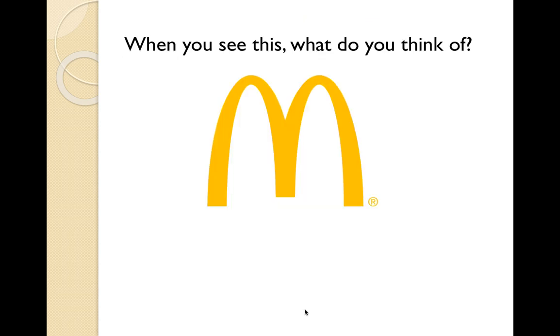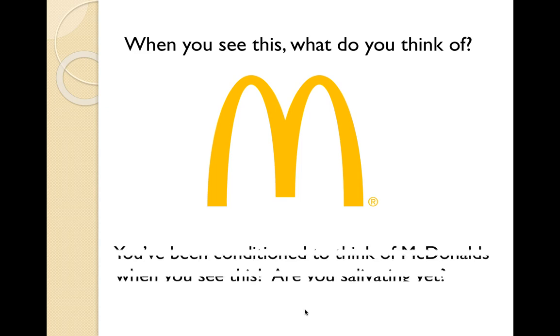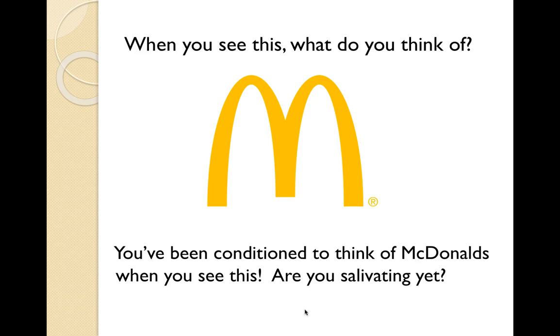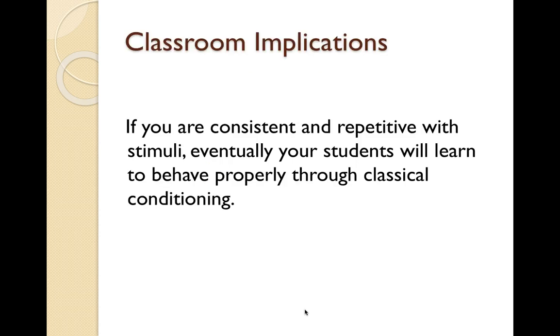So when you see this, what do you think of? Okay, we've all been conditioned to know that these golden arcs are McDonald's. We've been conditioned to think of McDonald's when we see this. Are you salivating yet? Probably not, but so classroom implications for this. If we are consistent and repetitive with stimuli, your students will learn to behave properly through classical conditioning.